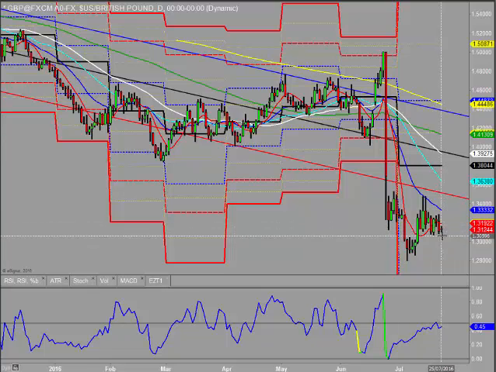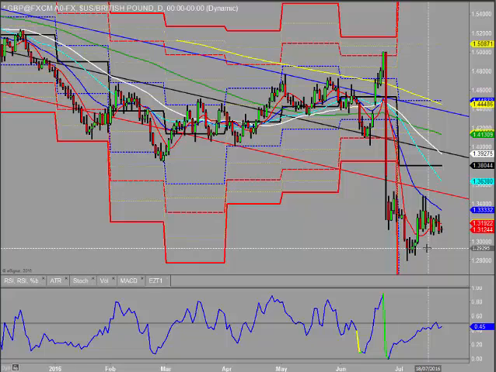And certainly, if it breaks that, it's put in a lower high, and it's really got to be looking for that potential. Right, okay, that's on the pound.